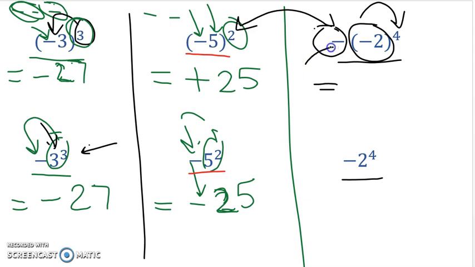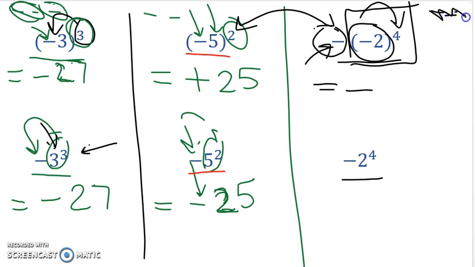So this minus over here will not be raised to the power of 4. And if it won't be raised to the power of 4, I'll just drop it down. And now I'll go and deal with this part of the question. So a minus, I've got a negative and I'm raising it to the power of 4. So that's a negative, negative, negative, negative. Well, each of those groups of 2, we had negative, negative.